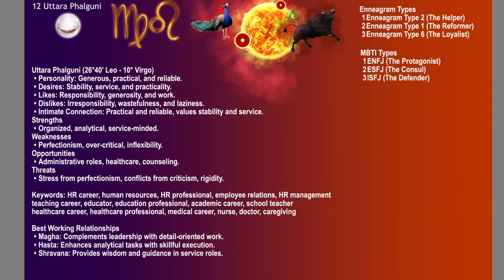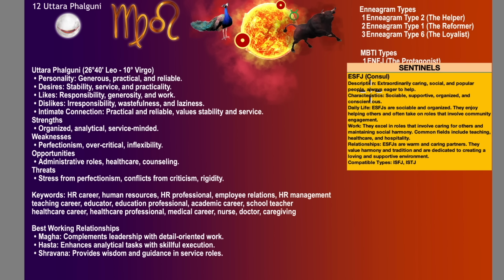Next one is ESFJ, the consul. Again, these are sentinels, so they are guardians. A consul, ESFJ, is extraordinarily caring, social, and popular. Always eager to help. Characteristics are they are sociable, supportive, organized, and conscientious. They are very organized people, very Virgo-like, because this is falling under Virgo. Uttara Phalguni begins Virgo. They enjoy helping others, often taking on roles that involve community engagement.